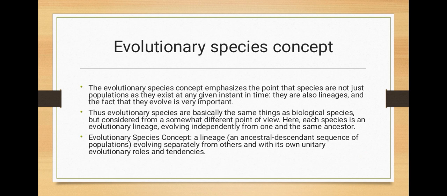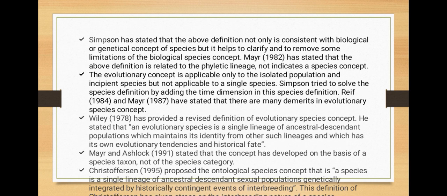Then, evolutionary species concept: a lineage, an ancestral descendant sequence of populations evolving separately from others and with its own unitary evolutionary rules and tendencies. And Simpson has stated that the above definition not only is consistent with the biological or genetical concept of species, but it helps to clarify and to remove some limitations of biological species concept.